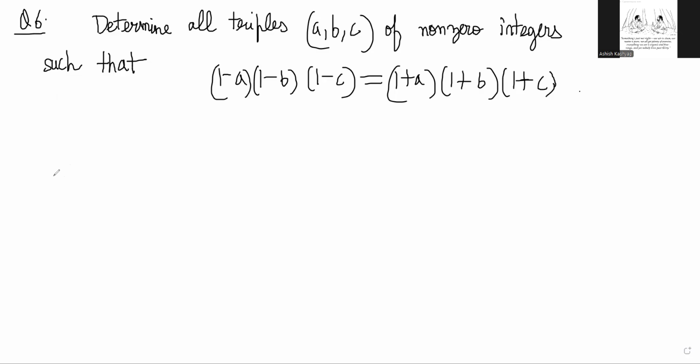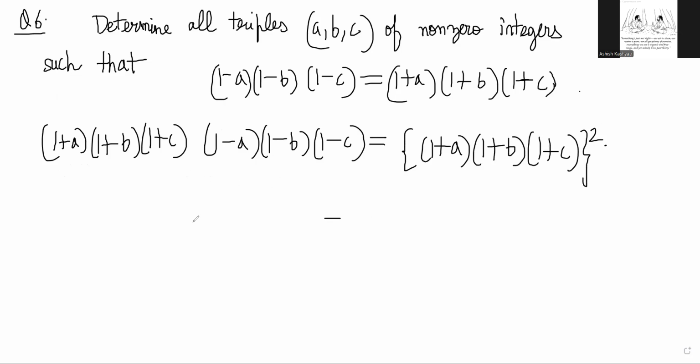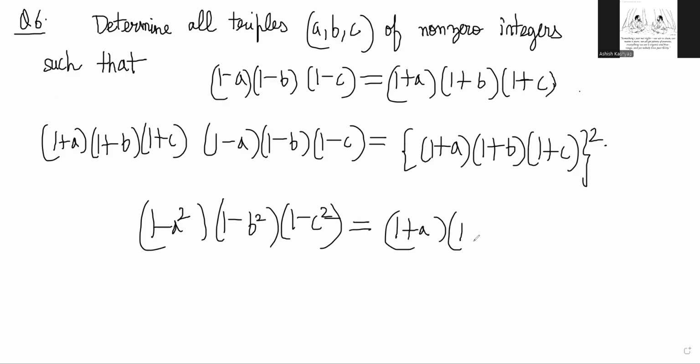It's not possible to solve this equation in one go because you have one equation and three unknowns, A, B, C, right? So you have to think of something clever. What we will do is we'll take advantage of an identity. We'll just multiply both sides with (1 plus A), (1 plus B), (1 plus C). So we're multiplying both sides of this equation by the same thing. And this side you end up with ((1 plus A)(1 plus B)(1 plus C)) whole square. And this side becomes clearly (1 minus A square)(1 minus B square)(1 minus C square), right? Is equal to ((1 plus A)(1 plus B)(1 plus C)) whole square.